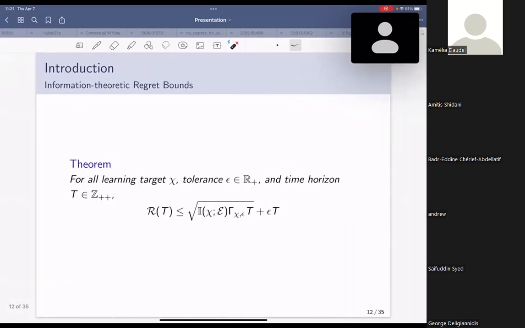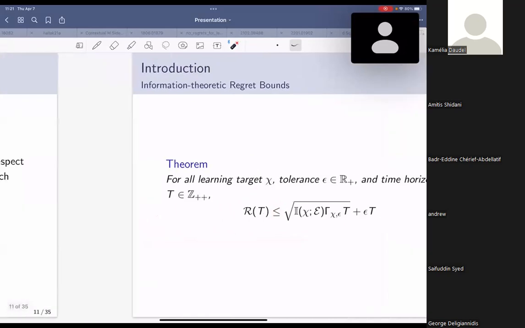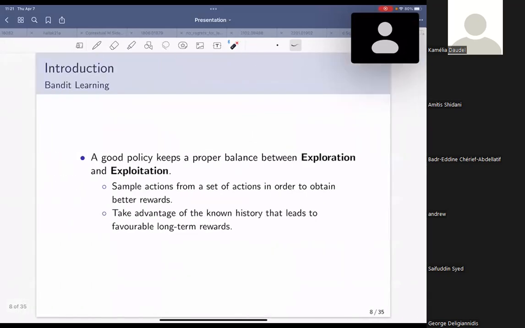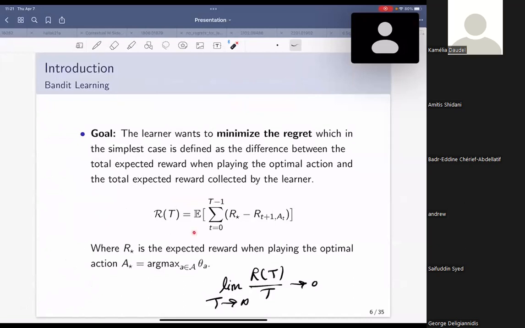So the first theorem, which gives an information-theoretic regret bound, basically says that the regret can be bounded by this term. I didn't provide the proof here because it's very straightforward. You just need to write the definition of the regret and then use the definition of the information ratio. Sorry, the regret was this term.